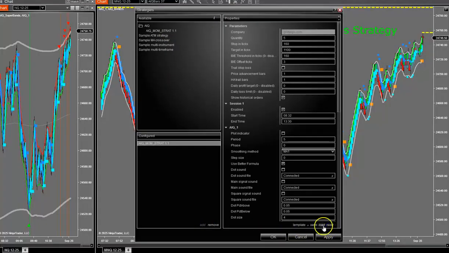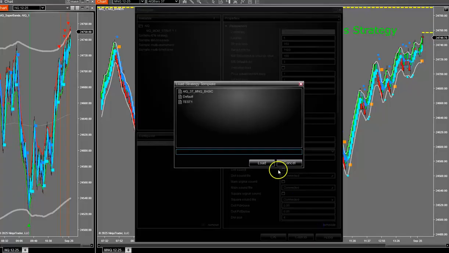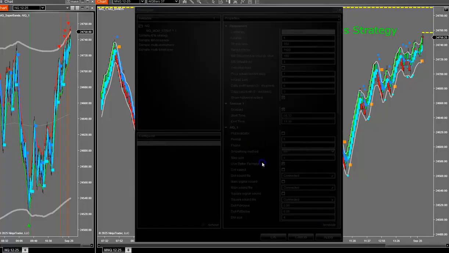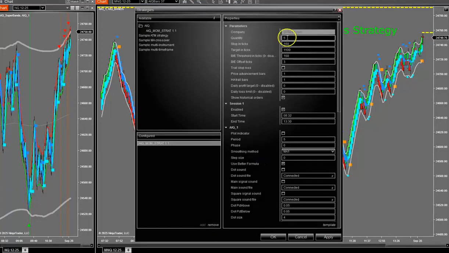I'll set it up for one of my templates. So I'll go to load, I'll load up one of my templates. Voila, I'm all ready to go. I've got my quantity, my stop, my target, my break-even threshold, and a time of day window when I'm willing to take trades that I can toggle on or off. I have my daily profit objective or loss if I want to put that in. I can turn on the trail stop mechanism or not. I do have a break-even threshold set in place.